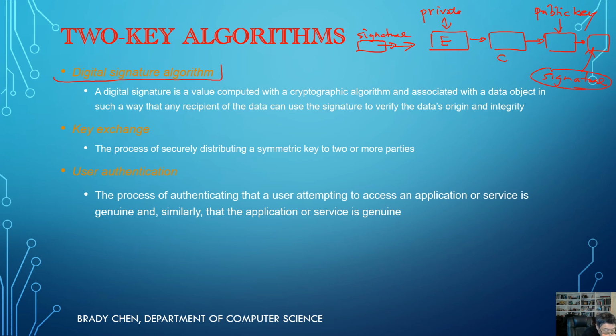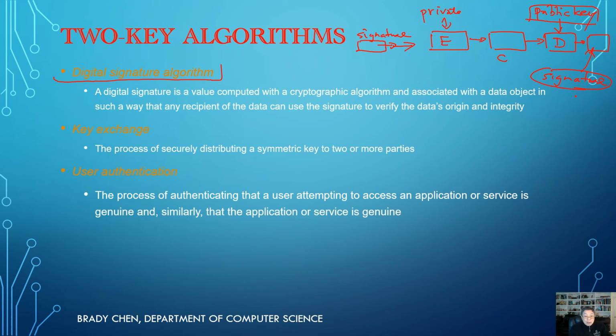Now you can verify this: if you use the public key of the signer and you can see the signature, that means this signature is valid. Why? Because only the signer has the private key. So if you can use the signer's public key to decrypt it, that means the signer must have used his or her own private key to encrypt the message. This is called a digital signature.